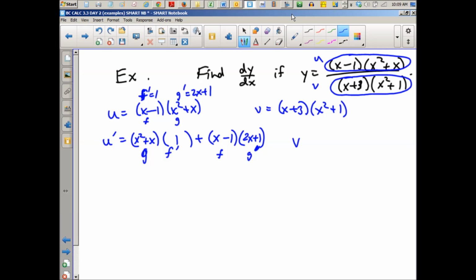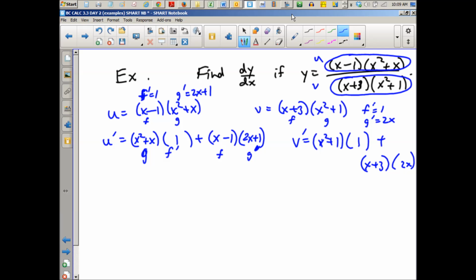Okay, I'm also going to find v prime while I'm at it. V prime is going to be, if this is like our f and g now, f prime would be 1 and g prime would be 2x. We're going to piece this together for v prime now. So v prime would be g f prime, so that'd be x squared plus 1 times 1, plus f g prime, so x plus 3 and 2x.